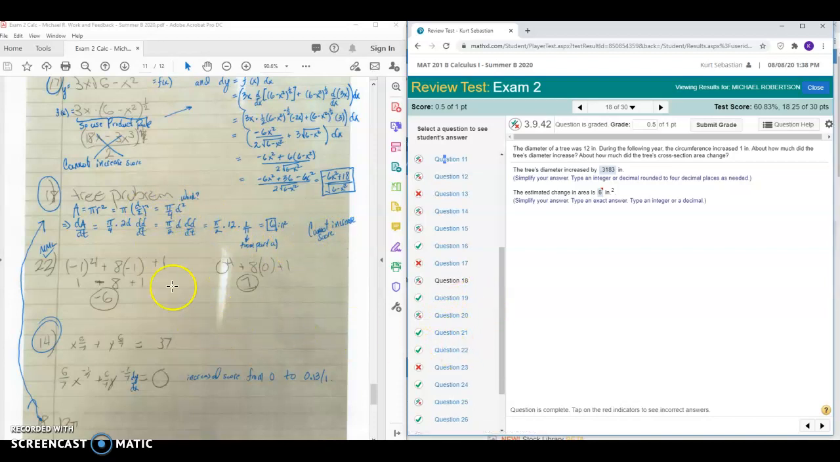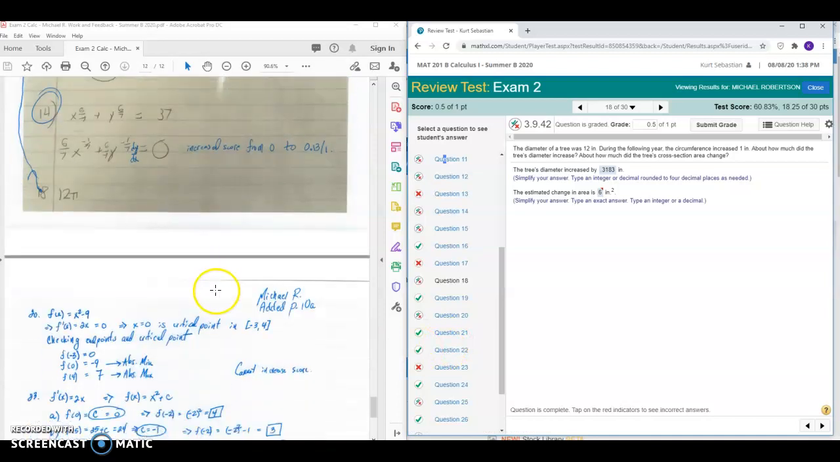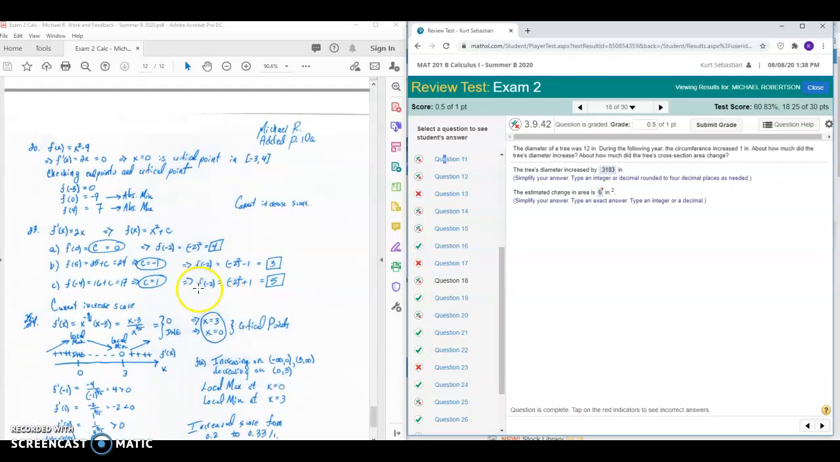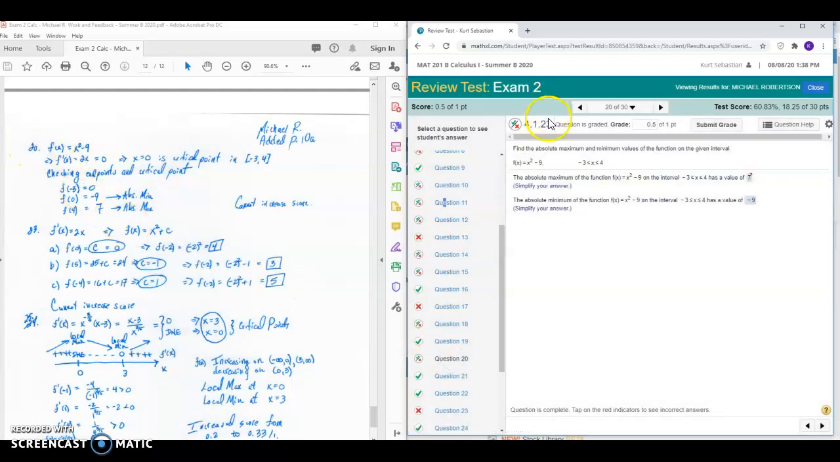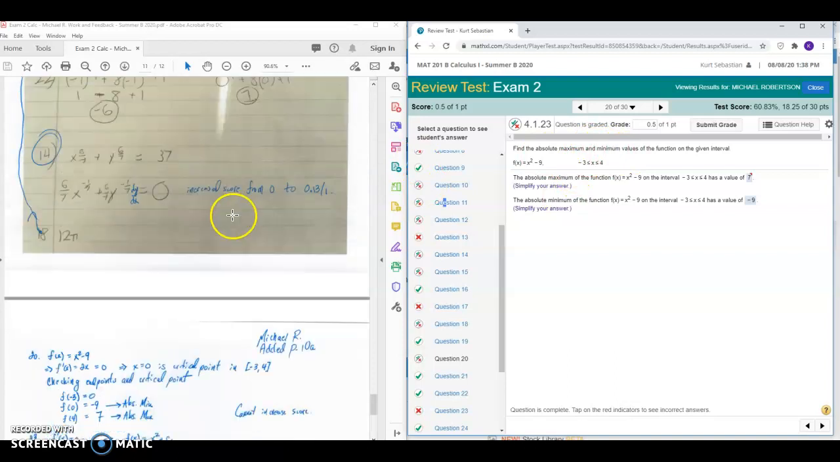Okay, 21 and 22, you got correct with my math lab. 23. What about 20? So 20 I didn't talk about. 20. So let's see, you had 20.